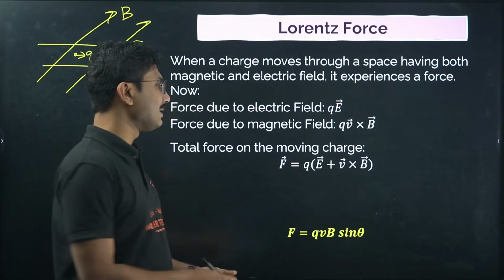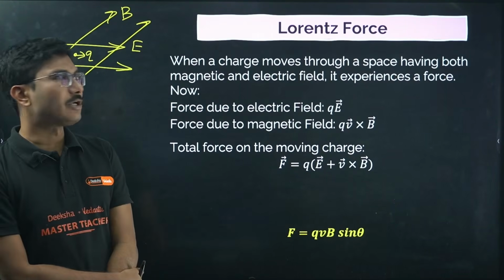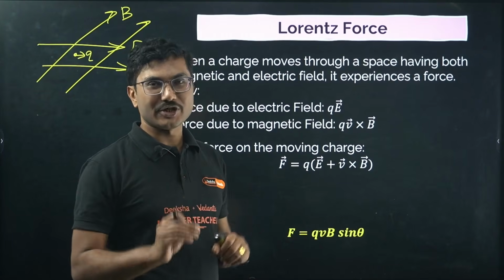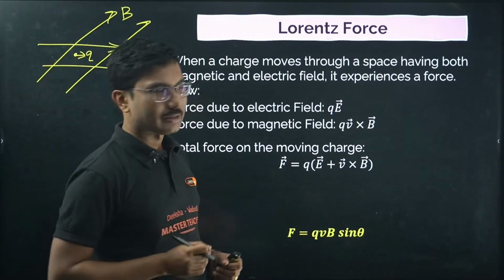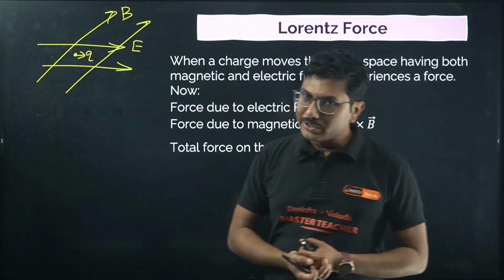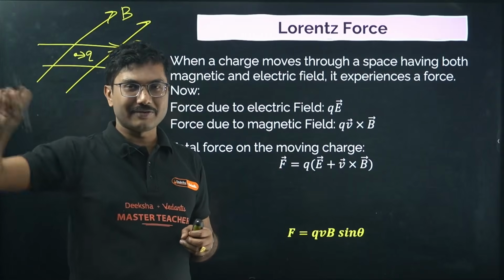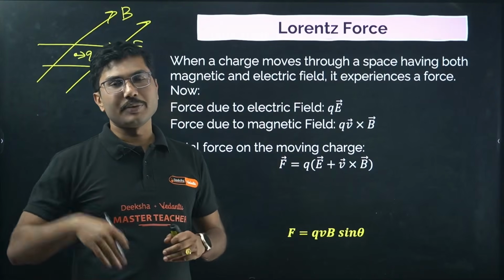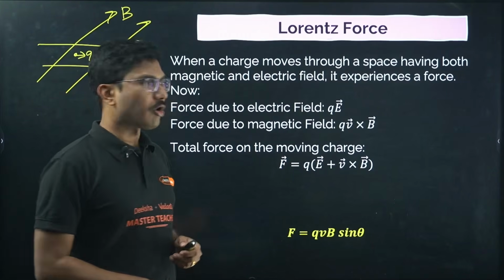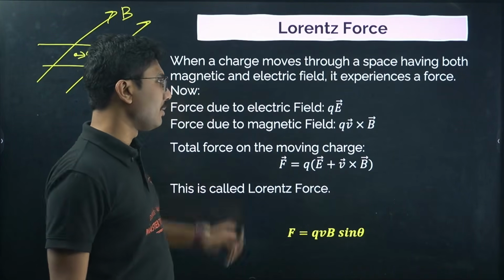Now remember that in this case you cannot simply add them scalar-wise, because they are vector quantities. You have to use the vector addition method. If you see some problem, it will be based on unit vectors, so you have to add them unit-vector-wise. You don't need to draw the physical vectors and add them. Unit vectors will be given as i, j, k cap, and based on that you might need to solve one or two problems. So this force is called the Lorentz force, very, very important.